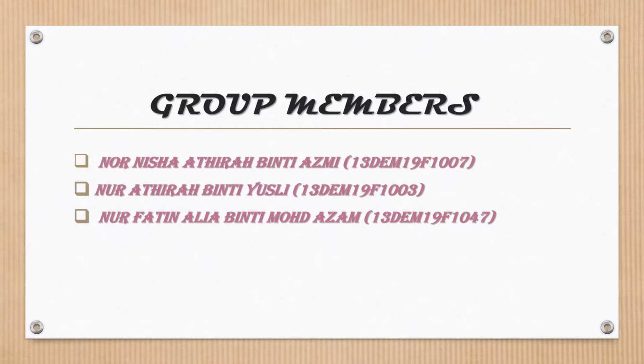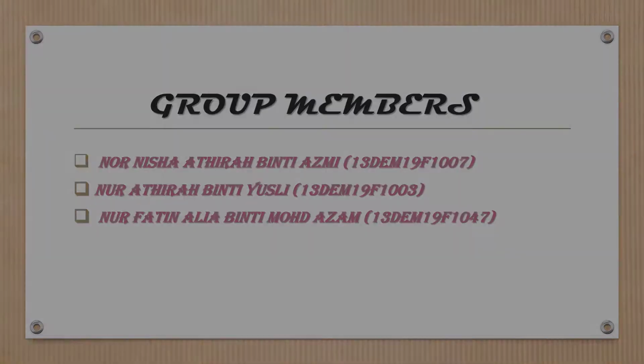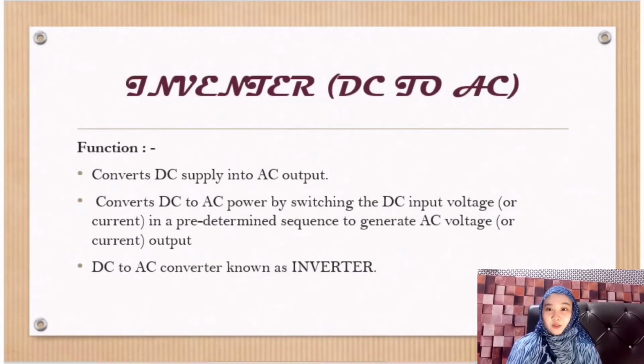Now we start our description with the first title in this slide, which is inverter. Inverter: DC to AC. The function of an inverter is to convert DC supply into AC output. It converts DC to AC power by switching the DC input voltage or current in a predetermined way to generate AC voltage or current output. A DC to AC converter is known as an inverter.